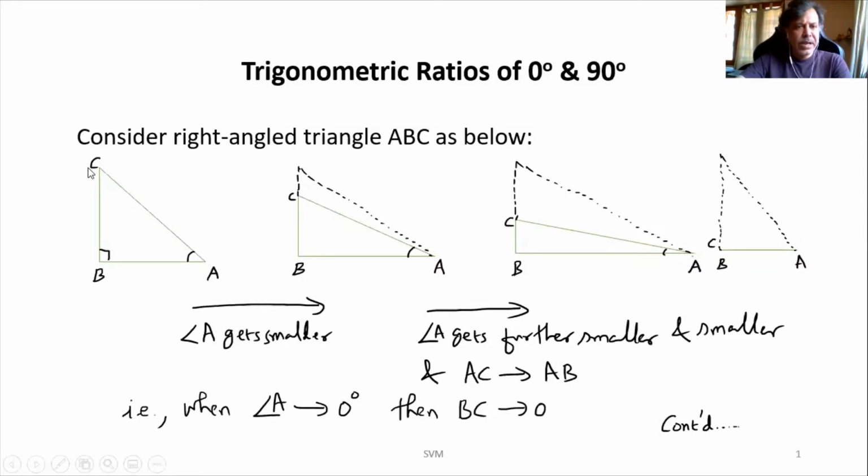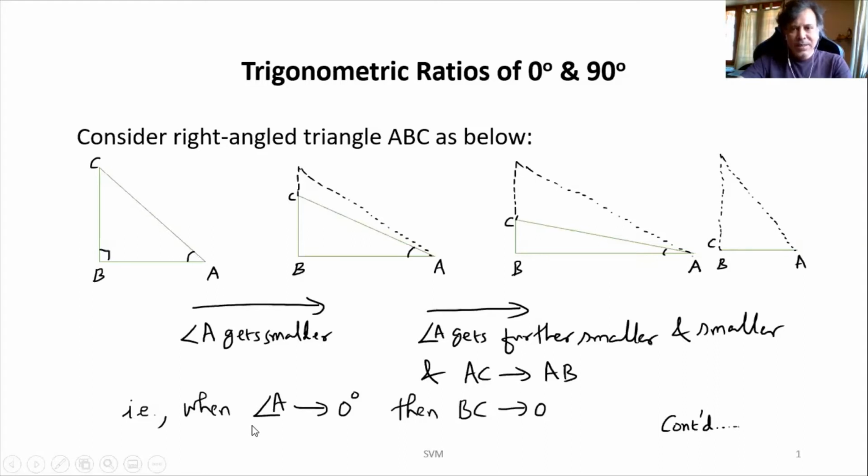For that, we are going to consider this right angled triangle ABC, right angled at B. Suppose this angle A gets smaller, meaning this line keeps reducing, from here it has gone down here, from here it has gone down here. Ultimately, AC tends to become AB, which means angle A tends to 0 degrees.